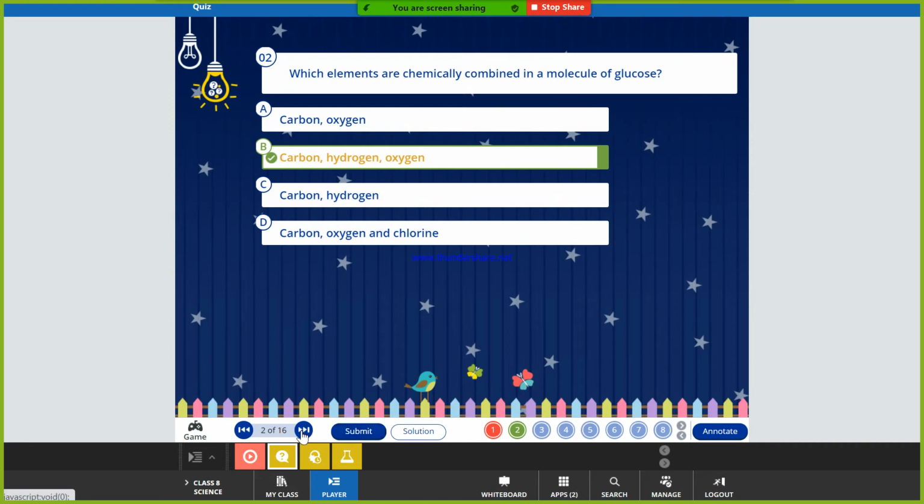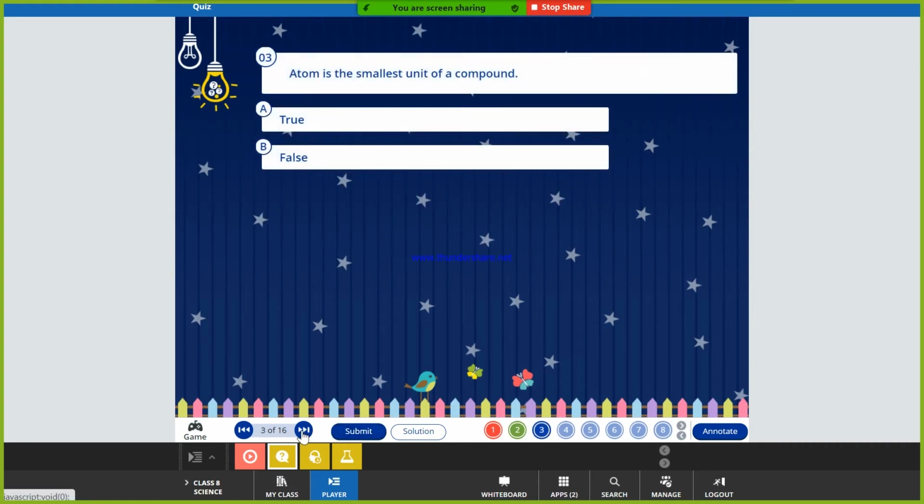Okay, next question. Carefully listen to me. An atom is the smallest unit of a compound. True or false? It is false. The atom is the smallest unit of an element, not of a compound.